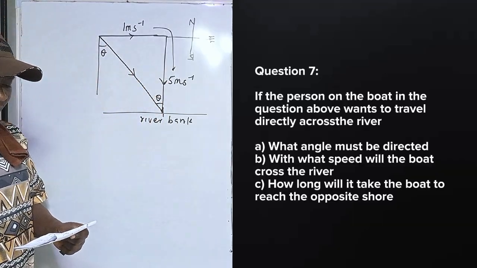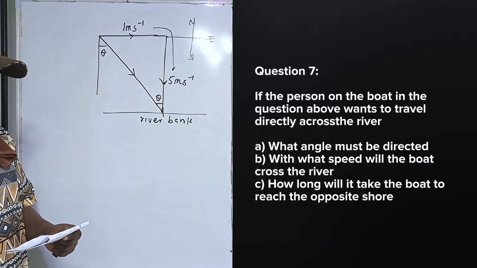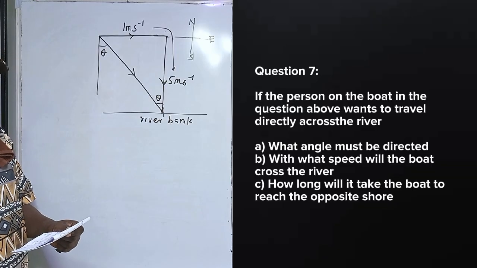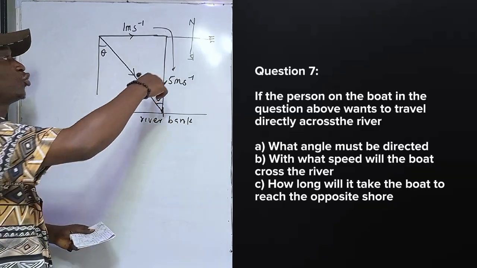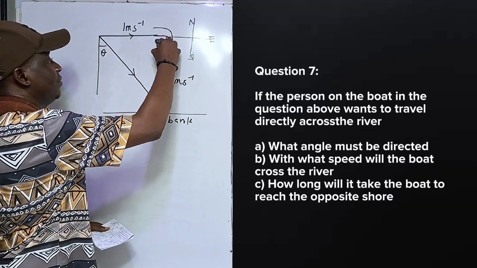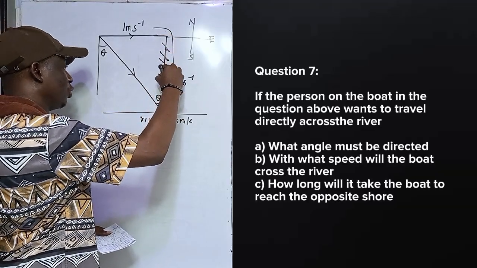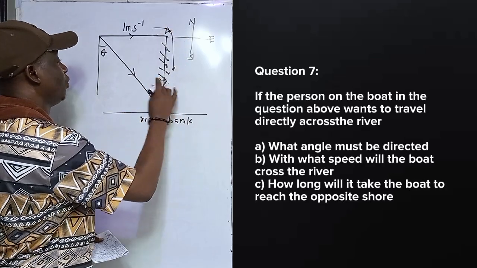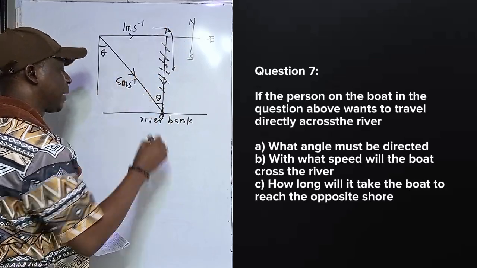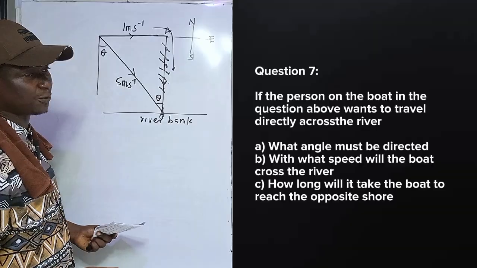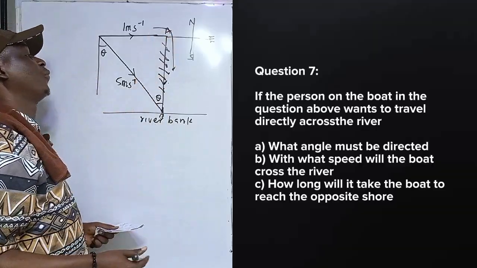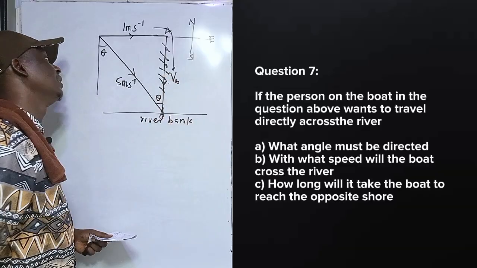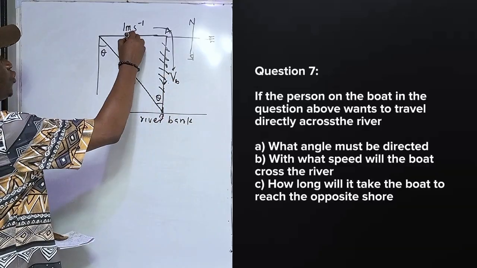Now, they said if the person on the boat in question 6, which is this one, wants to travel directly, that means you want to move like this. You want to travel directly from A to B. That means the 5 meters per second will now be the actual speed. Why do we now solve for this? This is now the velocity of the boat itself directly. This one is the velocity of the river.